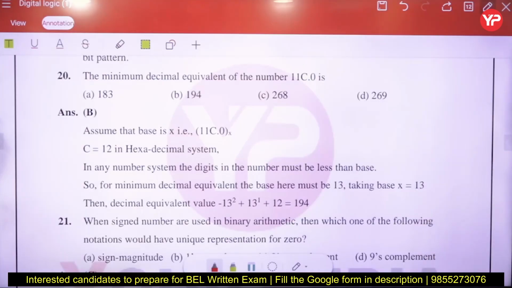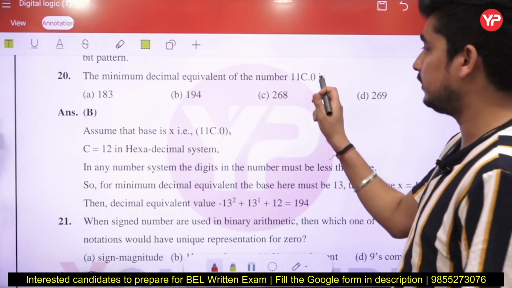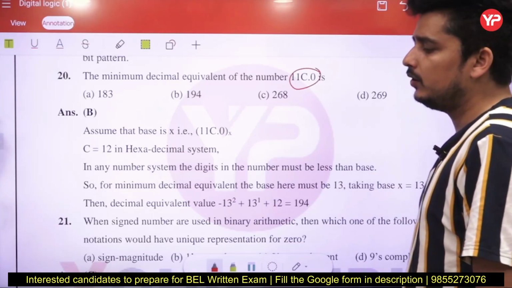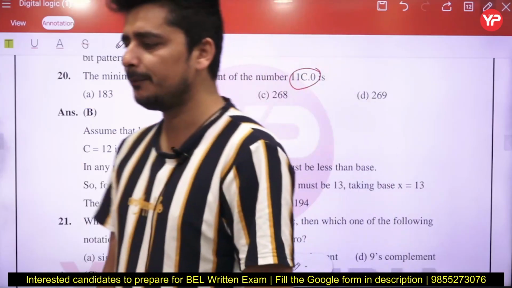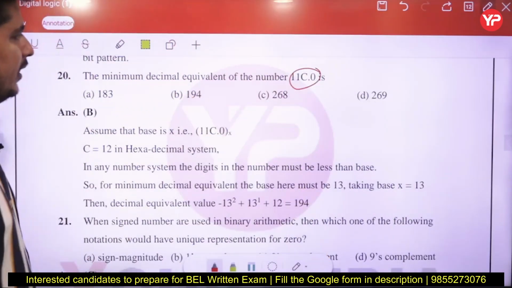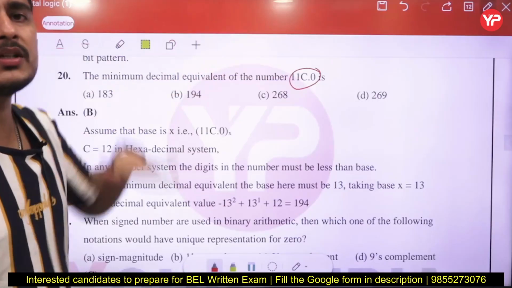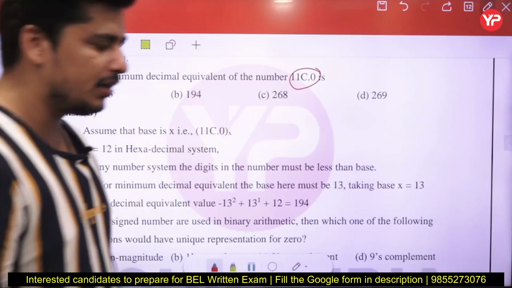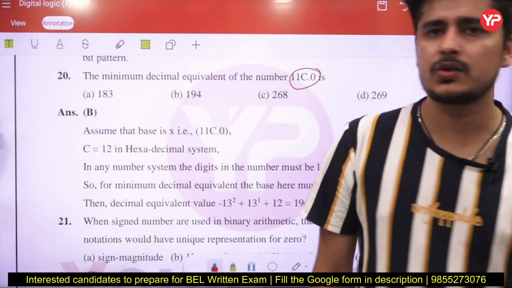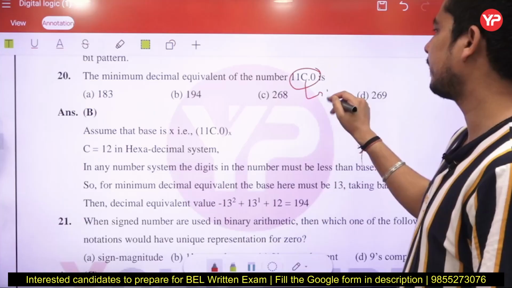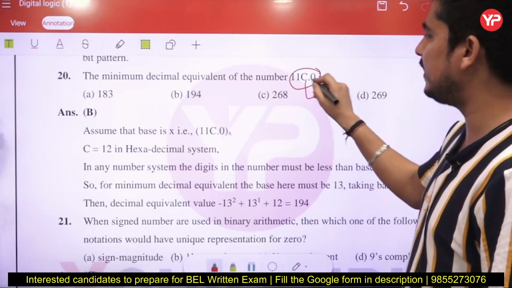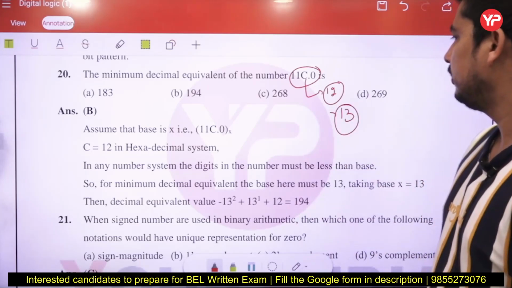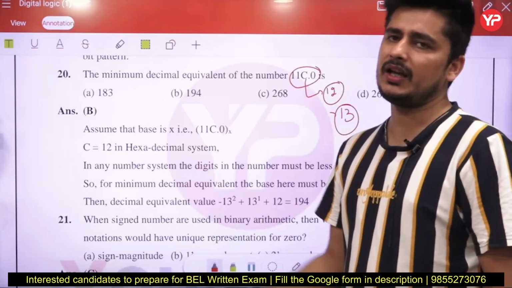Okay, the minimum decimal equivalent of a binary number. See, yeah, this is an important question. We have to find its minimum decimal equivalent. Try to understand the concept here. If you are trying to find its decimal equivalent, first you have to check what is the minimum base we can have with this number. See, there is C. A is represented by 10, B is represented by 11, so C can be represented by 12. So the minimum base for this number can be 13. Remember that. Above that one, any base is fine.